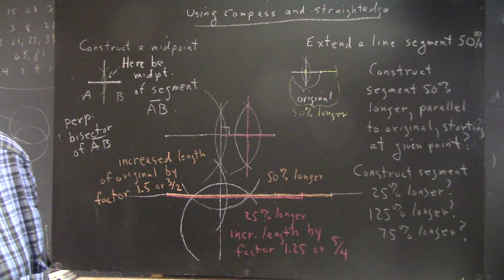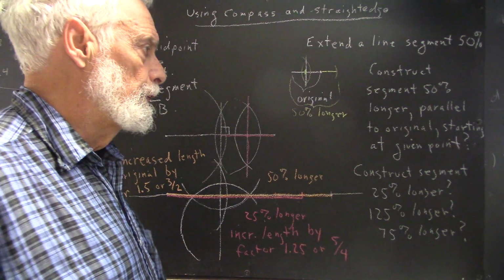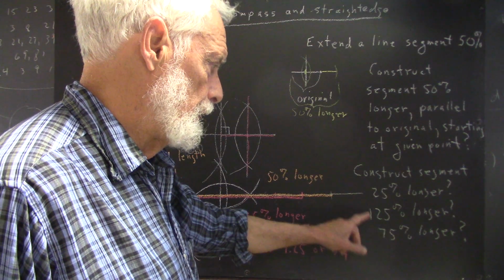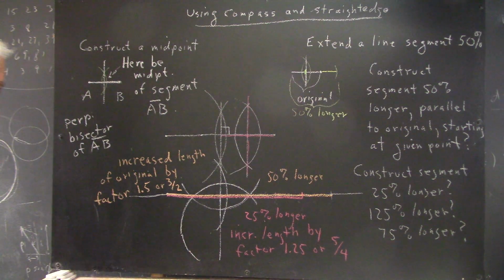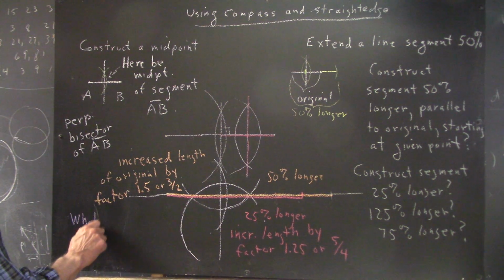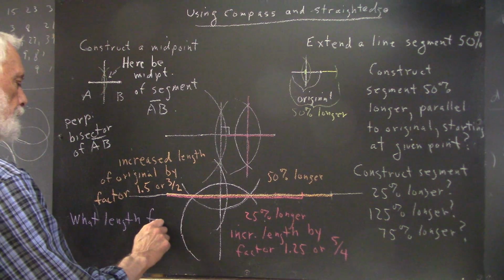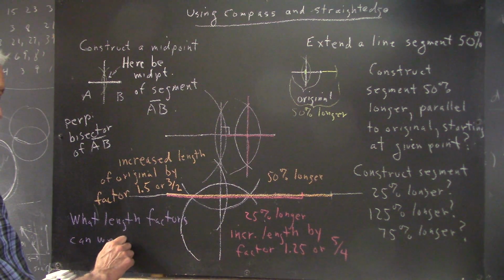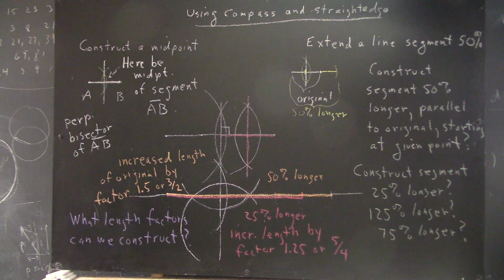So it should be clear then that if it's 25% longer, it's 5/4 as long. What's the fraction for 125%? What's the fraction for 75%? 125% longer, 75% longer. So my next question is, what length factors can we construct? You should ponder this question.